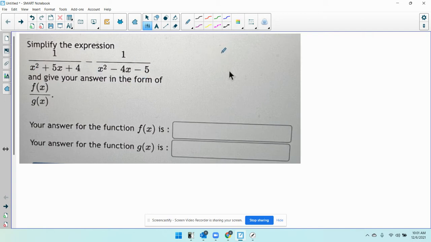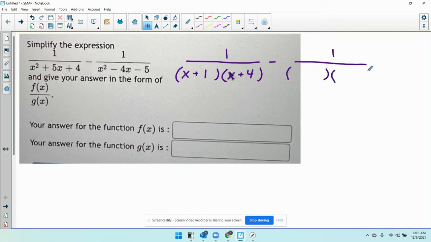So I'll rewrite it over here. The left term here is just going to be 1 over, and now I'll factor the bottom. I have x squared plus 5x plus 4, multiplies to 4, adds up to 5. So this is x plus 4, x plus 1. And the second one's going to be 1 over, multiplies to negative 5, adds up to negative 4. So this will be x minus 5, x plus 1.